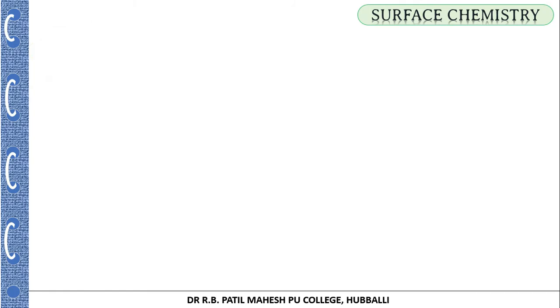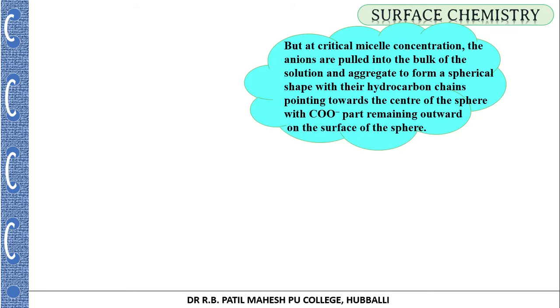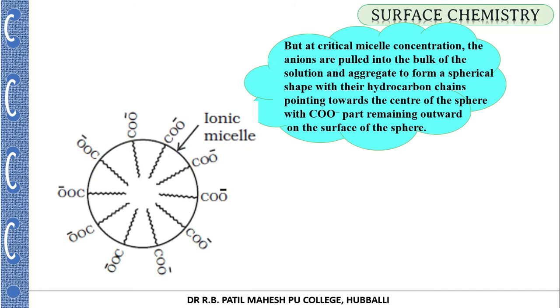And one important point is, whatever this micelle formation takes place, students, that takes place only above the critical micelle concentration. So once we reach the critical micelle concentration, the anions, that is nothing but carboxylate ions, are pulled into the bulk of the solution and they aggregate to form a spherical shape. With their hydrocarbon chains, they point towards the center of the sphere, whereas the COO⁻ groups remain outward. So this diagram clearly helps you to understand this concept.